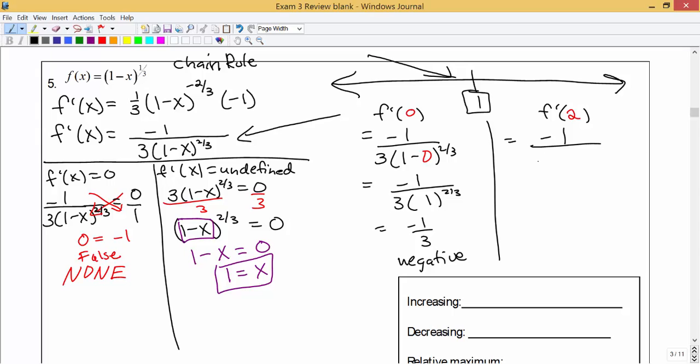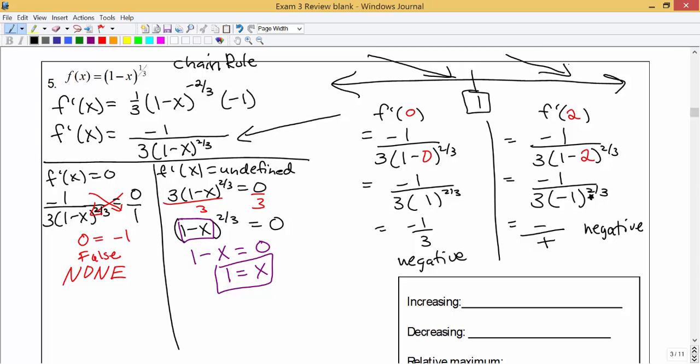To the right of 1, I'm going to choose 2. I'm going to plug that also into the first derivative. We get -1 on top, and at the bottom 3 times (1 minus 2), which is -1, raised to the 2/3 power. Remember, the 2/3 power means we take the cube root of it, and then we square it. After I take the cube root of -1, we get -1, and then anything that I square is positive. So on top of the fraction, -1, at the bottom something positive, because we square whatever value is inside the parentheses. So this turns out to also be a negative slope. That means we're also decreasing to the right of 1. So we're decreasing, and then we continue to decrease to the right of 1.